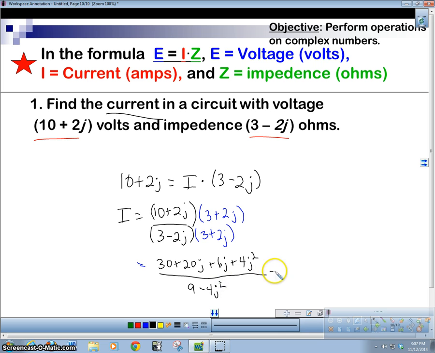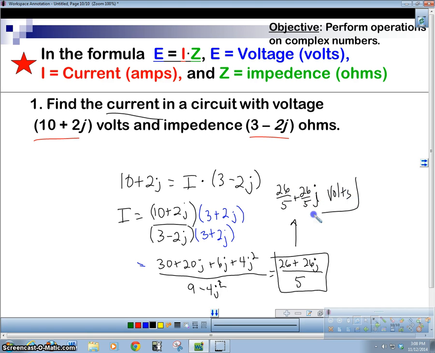And again, this j is an imaginary number, so it would be kind of like our i. Okay, so we're going to have 30 minus 4, which is 26, plus 26j over 9 minus 4, which is going to be 5. And this is our answer. Or we can write it as 26 over 5 plus 26 over 5 j. And this is going to be in volts. All right, so there's our answer. There's our application problem.